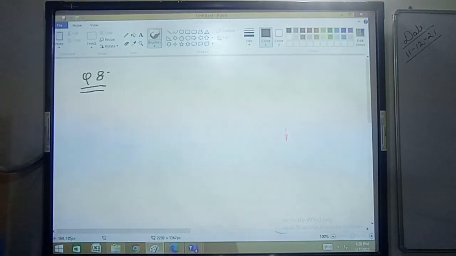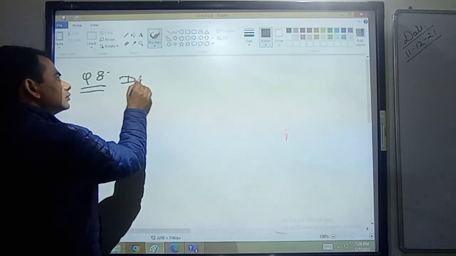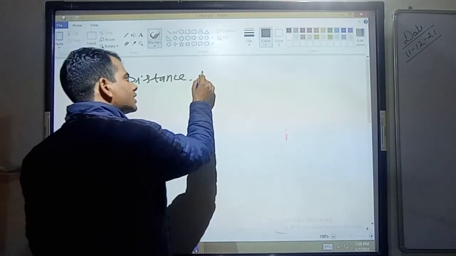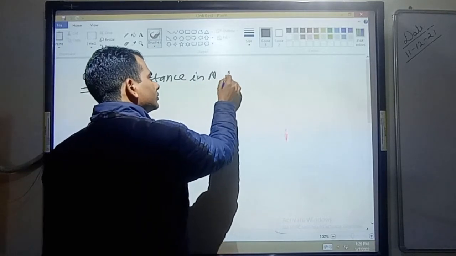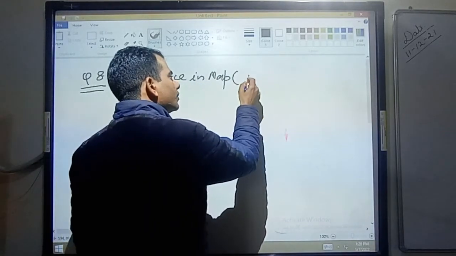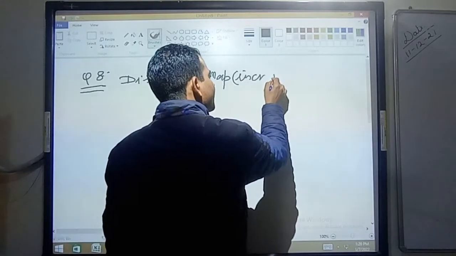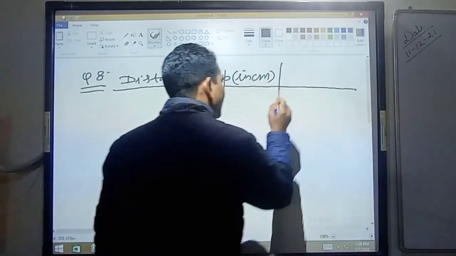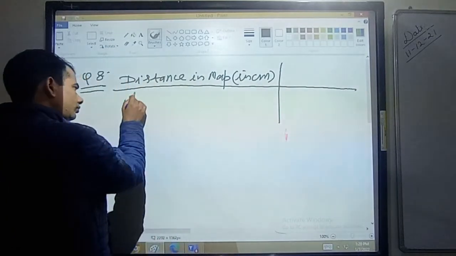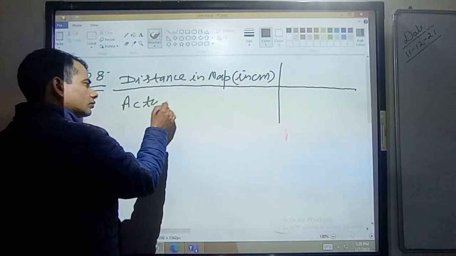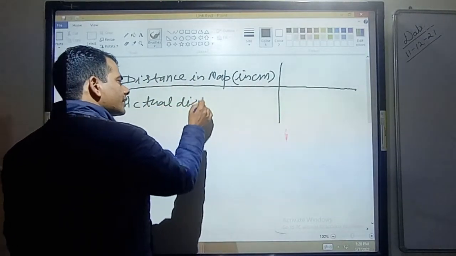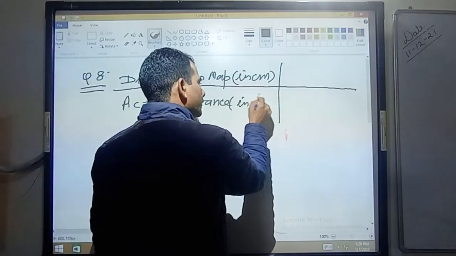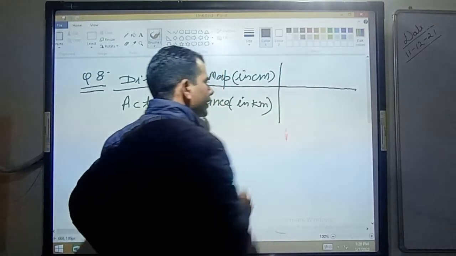Distance in map, in centimeter. Actual distance, in kilometer.